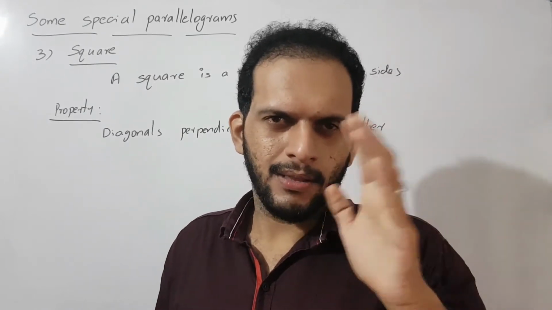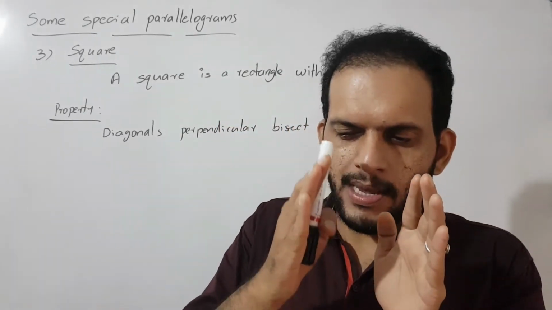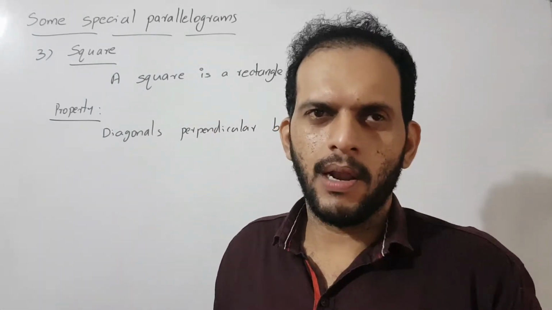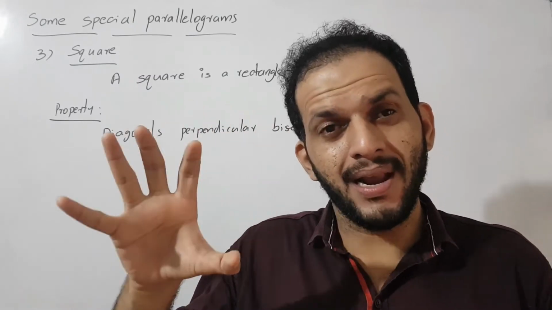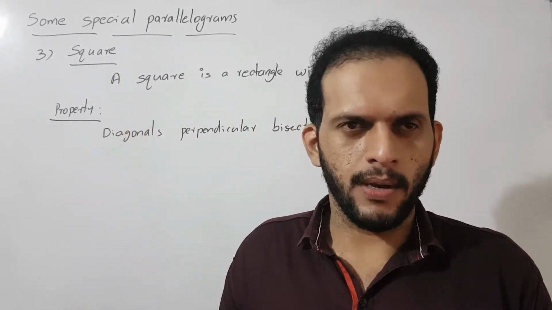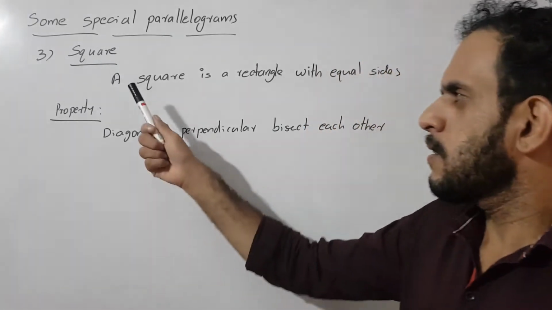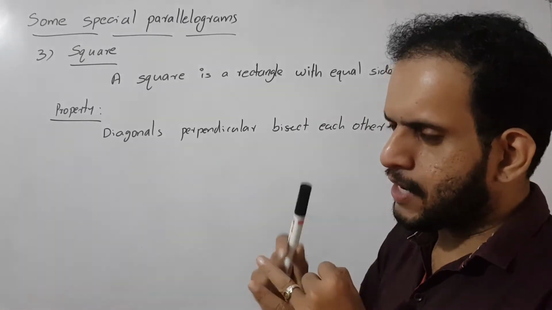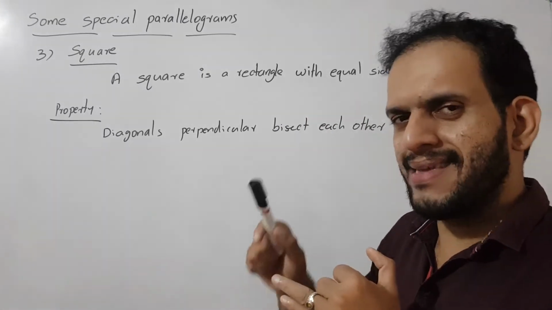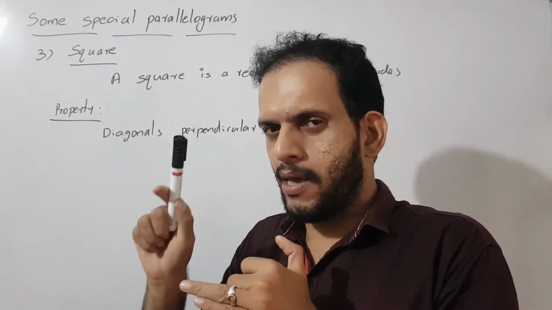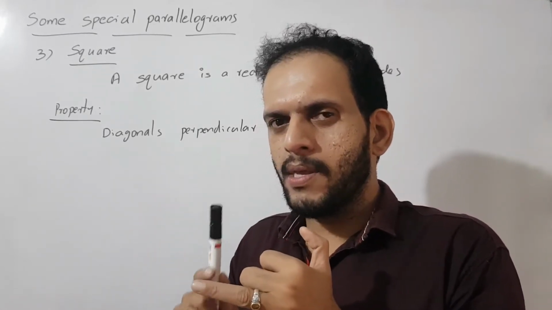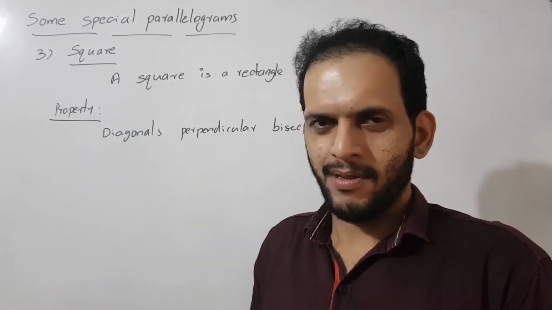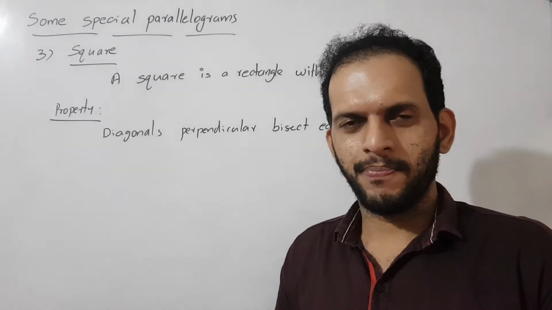Then the other one we studied is a parallelogram with all sides equal. What we call it is a rhombus. If all sides of a parallelogram are equal, what do we call it? A rhombus. So here also we study like this: a square is a parallelogram with equal angles and equal sides. Equal sides. Clear? If all sides of a parallelogram are equal, what do we call it? Yes, a rhombus. That means a square is a rhombus.